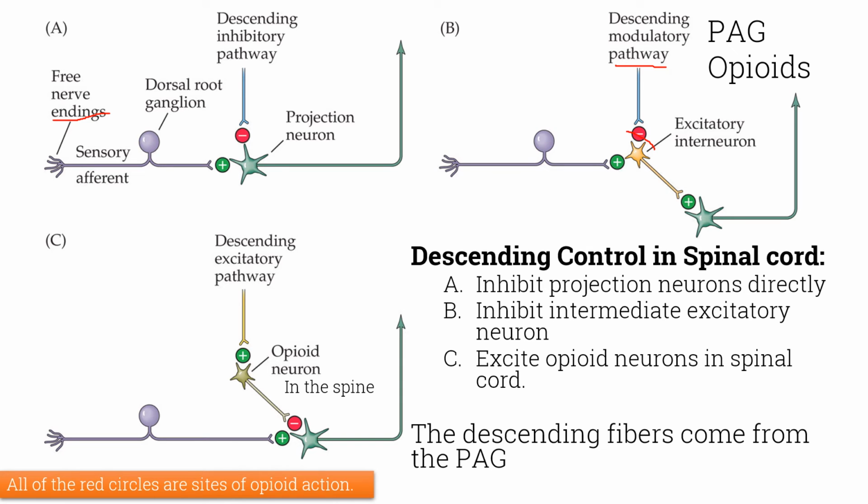And finally, in diagram C, here we have an excitatory pathway. But here we're going all the way out through the spinal cord and into the spine. So we're exciting an opioid neuron in the spine, which is inhibitory on the projection neuron.